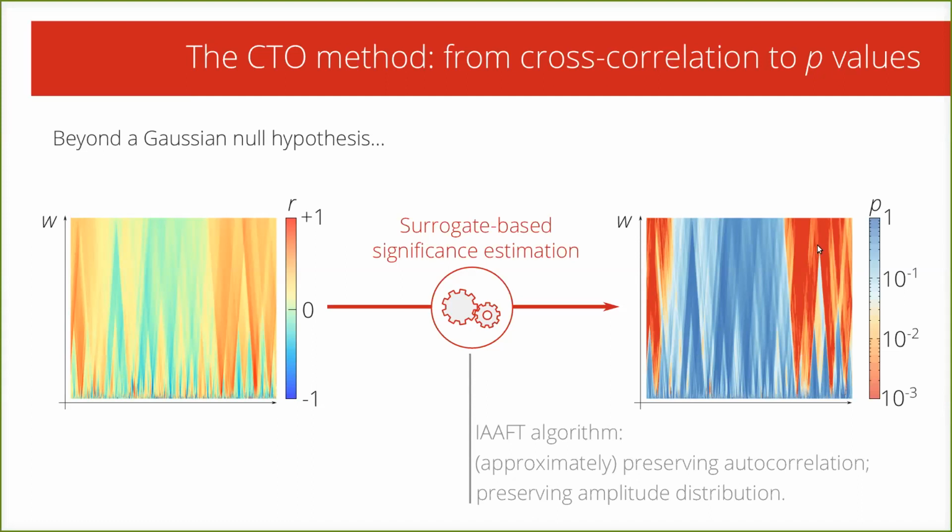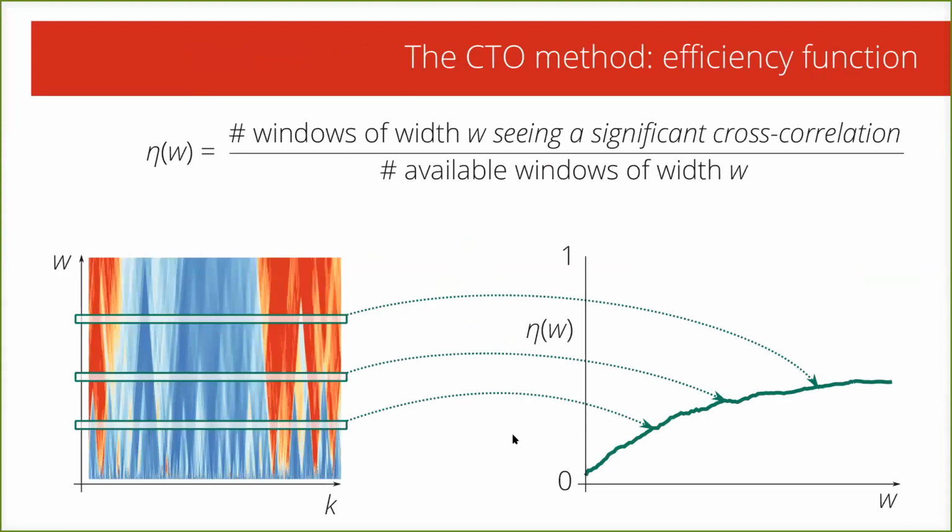Now, this is still a diagram, so a two-dimensional object. Now we want to go to a one-dimensional object. And this object is what we call an efficiency function. The efficiency function is defined as the number of windows, given a certain width, that exhibit a significant cross-correlation, which means the p-value is below some significance threshold, say 5%, divided by the total number of available windows. As a consequence, this efficiency function is bounded between 0 and 1, which is the reason why we call it efficiency.